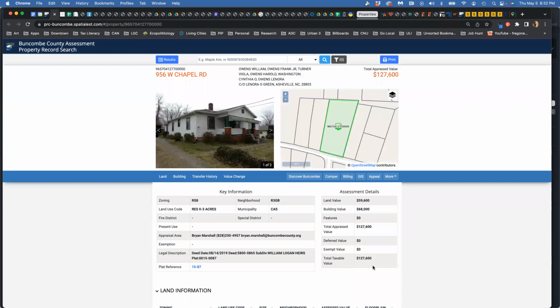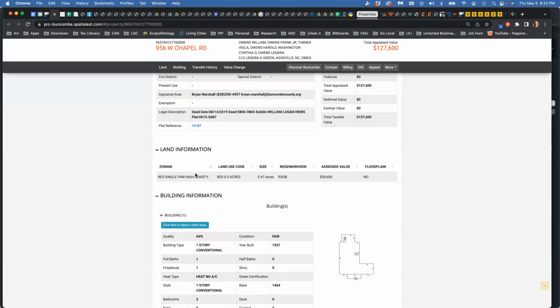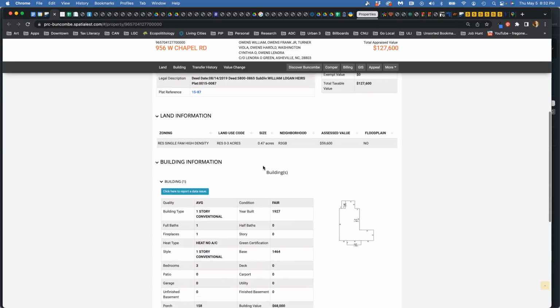A couple of things to pay attention to. There's the land value here, 59,000, the building value, 68,000. The total value is 127,000. A couple key stats. If you roll down, you'll see the land value, the size of the acreage, the dirt value. So you can divide the dirt value by the acres to get your value per acre, so you can have an apples to apples understanding of the land value.